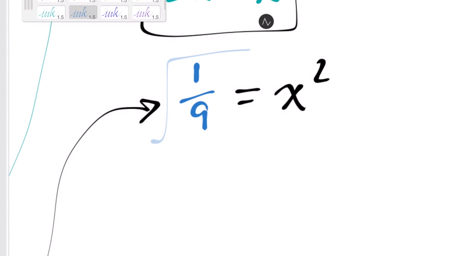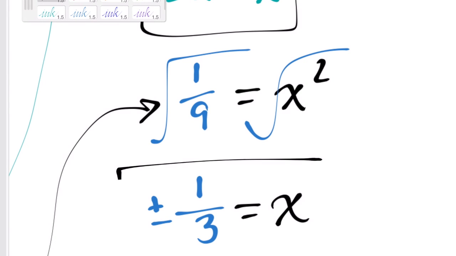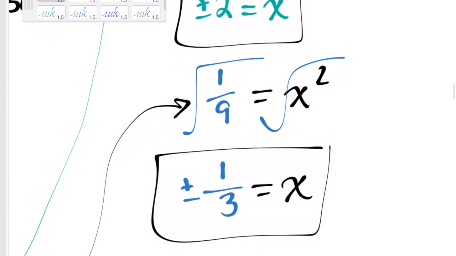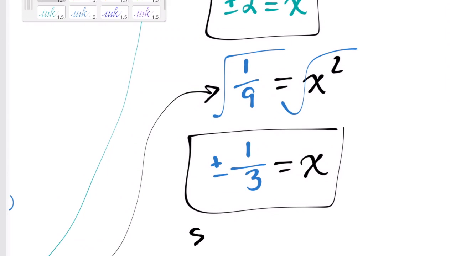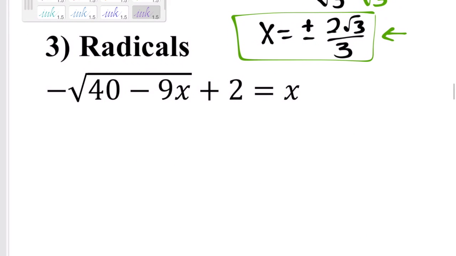When I take this square root, the square root of 1 is 1, the square root of 9 is 3. Again, plus minus, and that is equal to x. So now I have two solutions. I have 4 total solutions when we started off with an x to the 4th. And we're done.